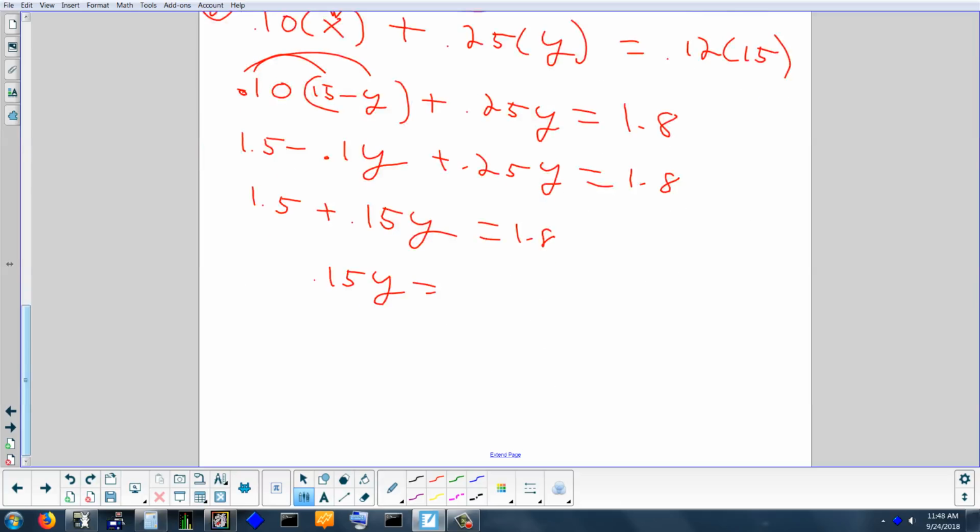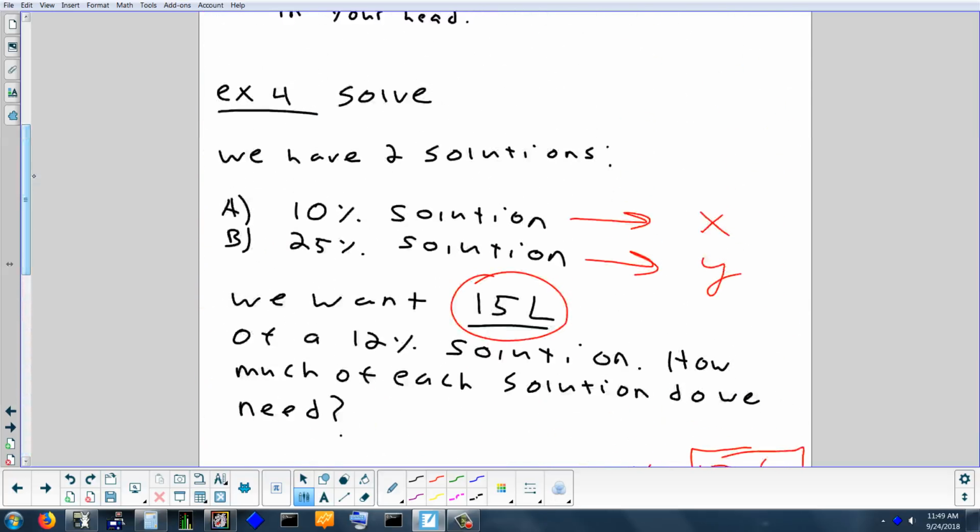Subtract the 1.5 to the other side, and that would leave me with what on the right? Yep, 0.3. So the numbers are actually working out nice where I thought we were going to need a calculator for all the decimals, but I don't really think you need one. What's 0.3 divided by 0.15? 2. So I'm going to be using 2 liters of the 25% solution. So I'll just put y equals 2 liters.